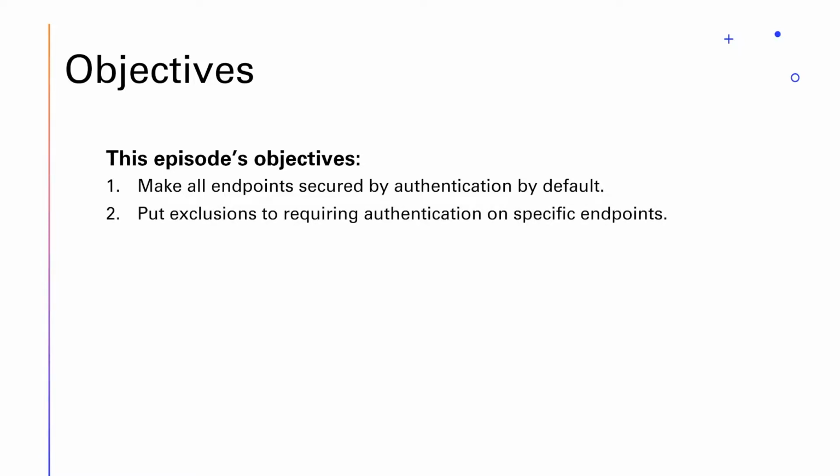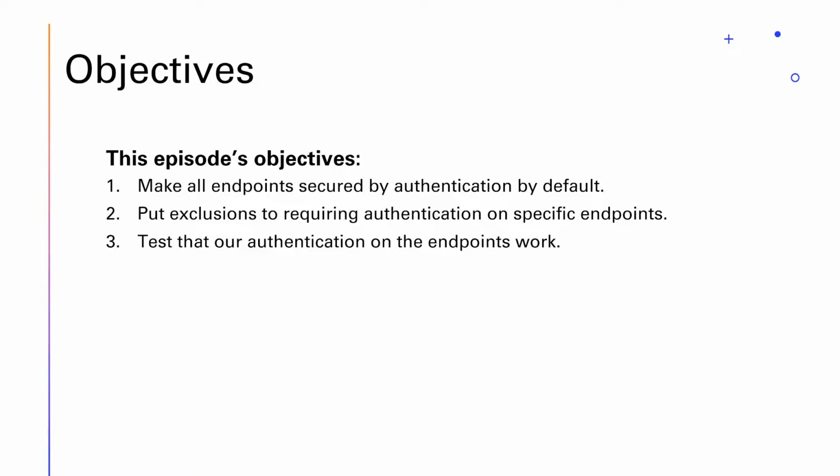Secondly, we're going to put in exclusions to require authentication on specific endpoints. Because it's an e-commerce store, things like products are going to come up on the front home page without you needing to be signed in, so we want to be able to access those without specific user authentication. And then finally, we're going to test that our authentication on those endpoints works.